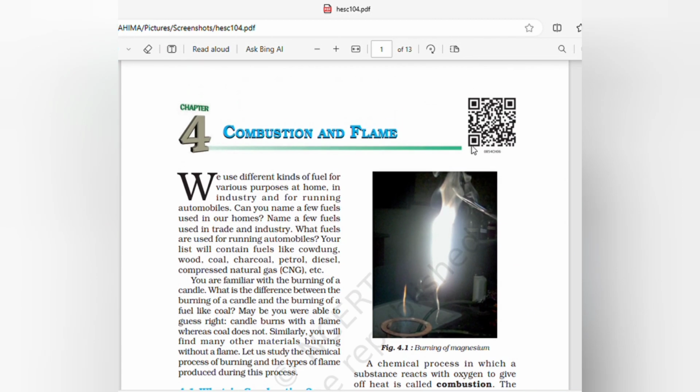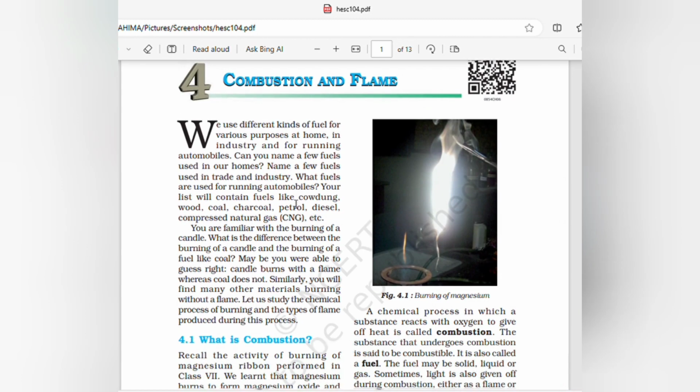Today in class we are going to learn the fourth chapter, Combustion and Flame. We use different kinds of fuels for various purposes at home, in industry and for running automobiles.